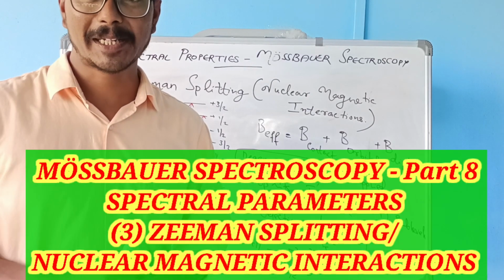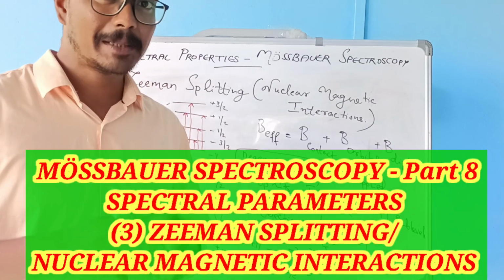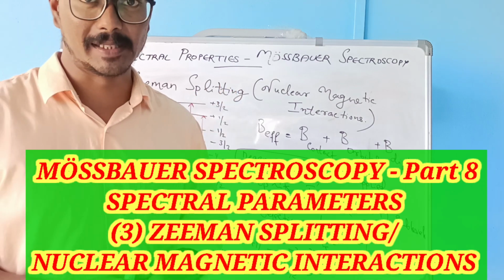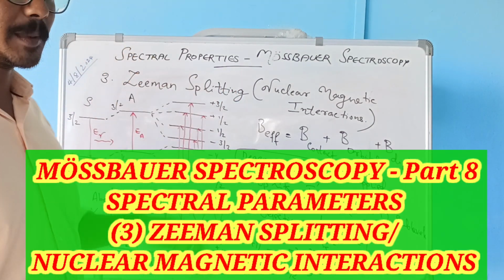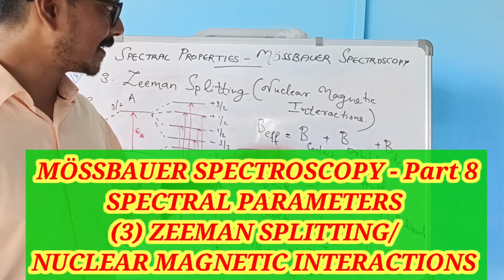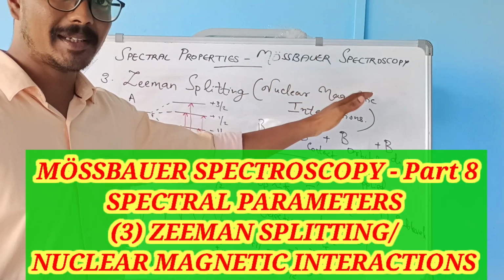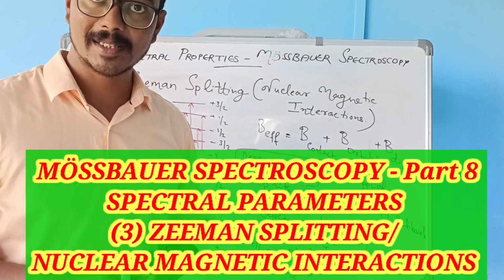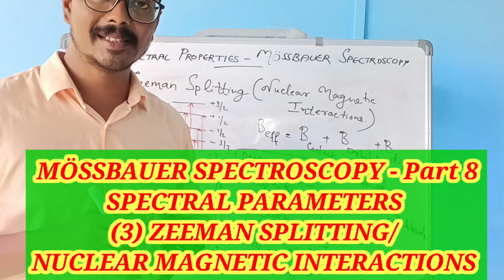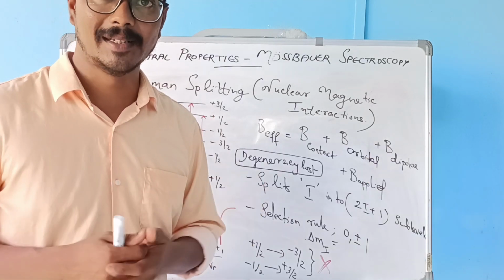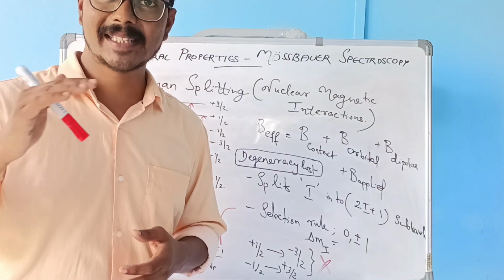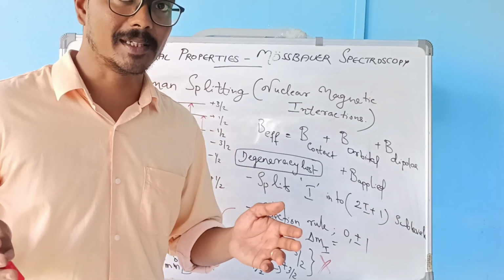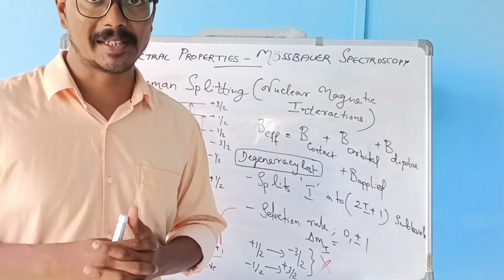The third spectral parameter is called nuclear magnetic interaction, or simply the Zeeman splitting. What exactly is the Zeeman splitting? The name itself suggests that due to the presence of a magnetic field, the nuclear energy levels get split. In other words, the degeneracy will split up. Degeneracy means the states of equal energy. The states of equal energy get split due to the presence of an external magnetic field.